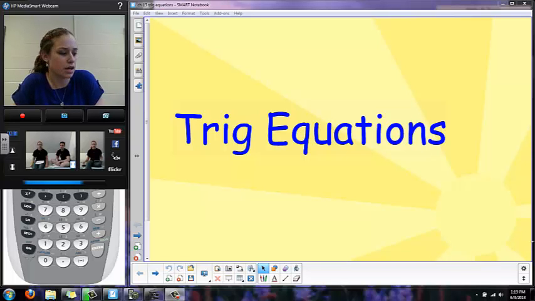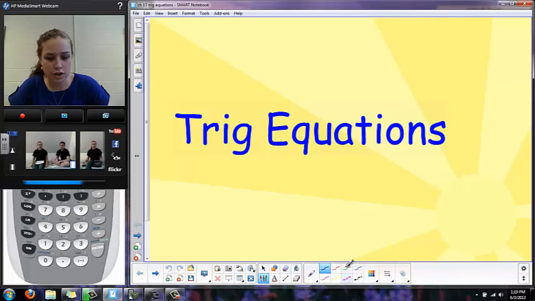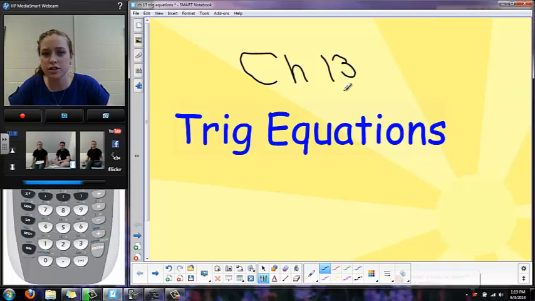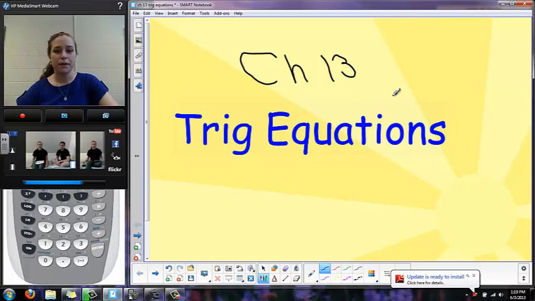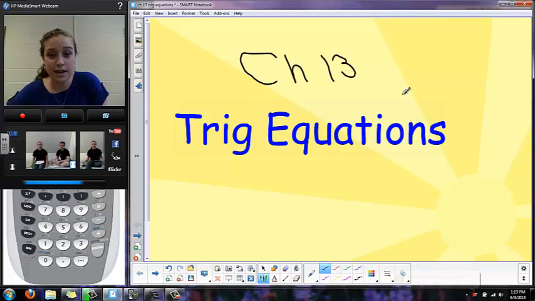So this is the introduction to chapter 13, which are trig equations. I actually really like this chapter. I think it's really fun because it's really similar to what you've done in just algebra, pretty basic stuff. You're solving equations just like x plus 2 is equal to 5, except that instead of an x, you're going to have a sine theta or a cosine theta. But it's really, really easy, I think, because it's familiar stuff that you've seen before.